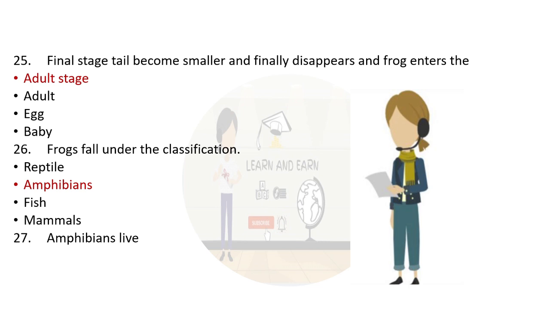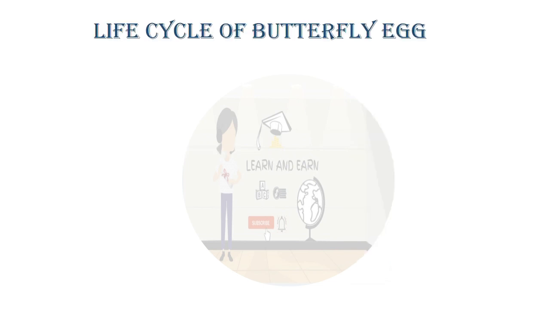Number 27, MCQ: Amphibians live: option A, in water; option B, on land; option C, both in water and on land. The right option is both in water and on land. Amphibians live both in water and on land.